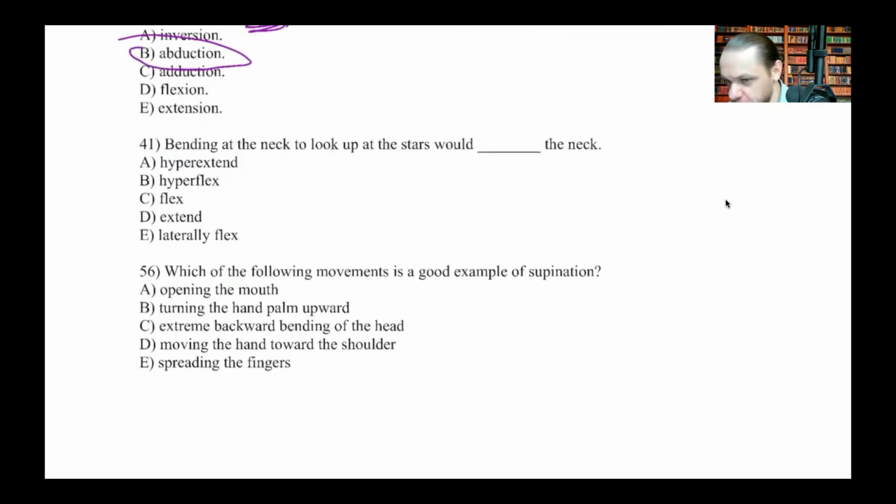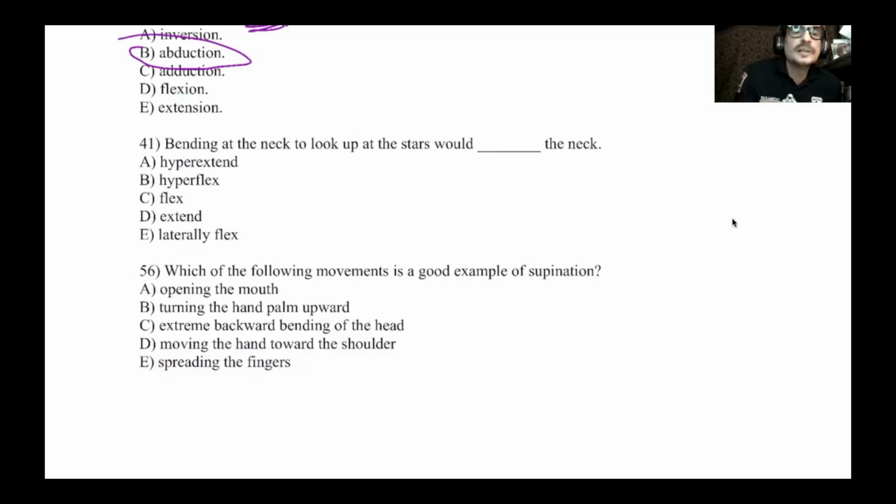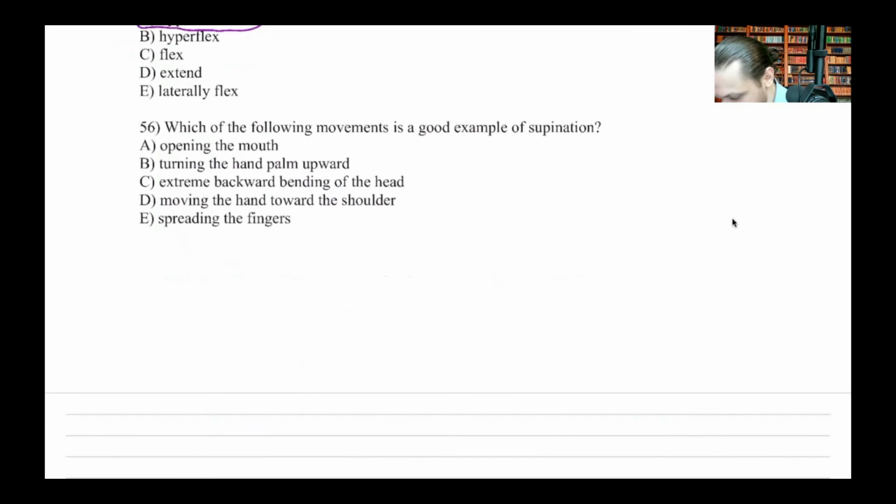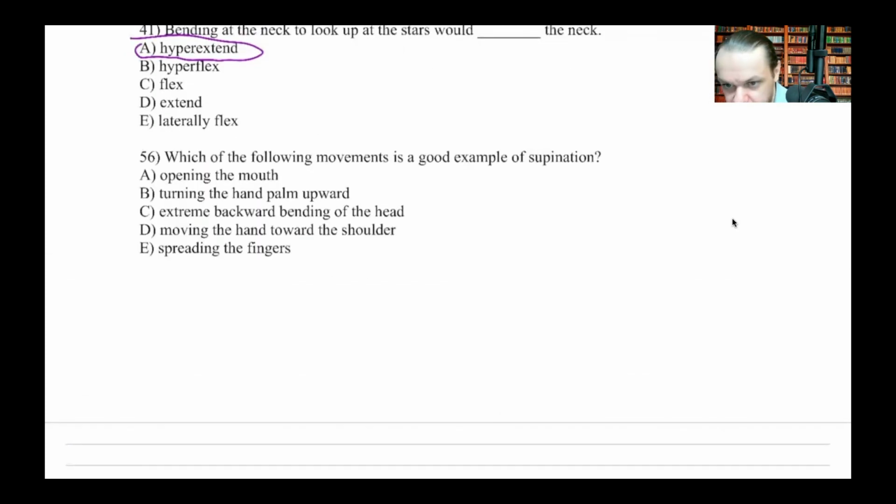All right, next one, 41. Let's see. Ian, would you like to go? 41. Bending at the neck to look up at the stars would hyperextend the neck. That is correct. And this is what you're going to be doing, hyperextending. Correct. 56, I think this is the last question.